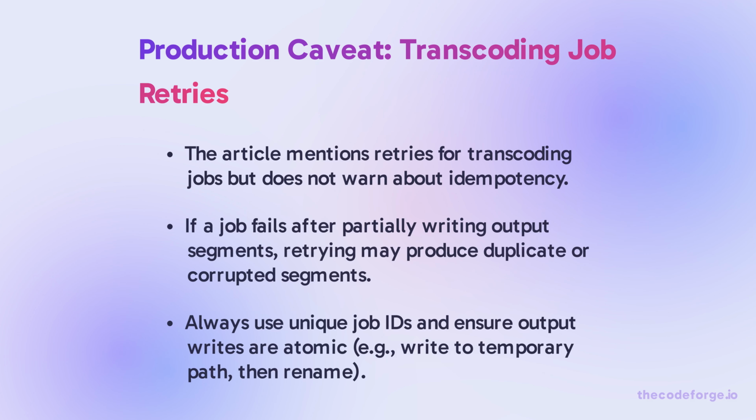The article mentions retries for transcoding jobs, but does not warn about idempotency. If a job fails after partially writing output segments, retrying may produce duplicate or corrupted segments. Always use unique job IDs and ensure output writes are atomic, e.g., write to temporary path, then rename.